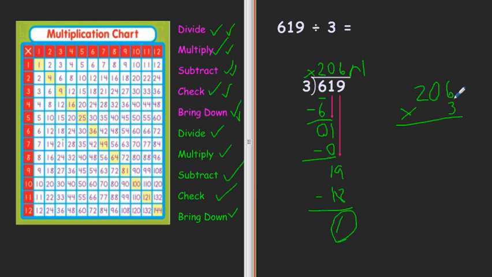206 times 3. 3 times 6 is 18. 3 times 1. 3 times 0 is 0, plus that 1 is 1. And 3 times 2 is 6. So we have 618. That does not match, but we still need to add in our remainder. So 618 plus 1 is 619. And that does match our dividend. So this is correct. We know our quotient is correct. So 206 with a remainder of 1.